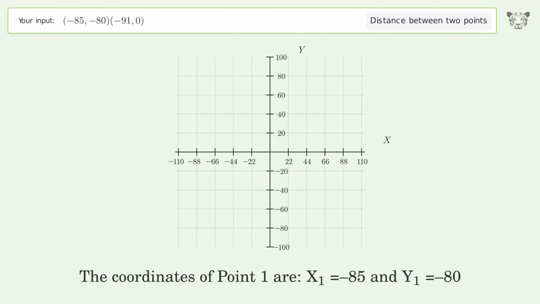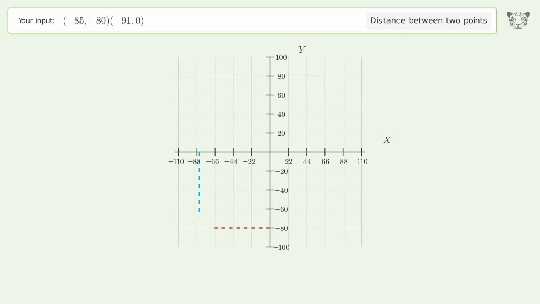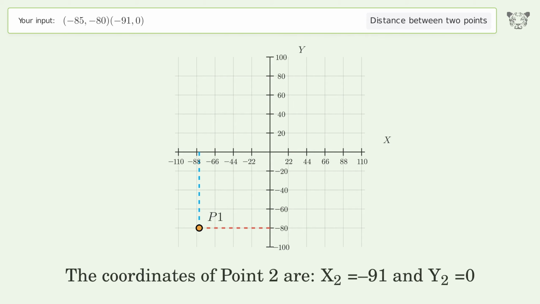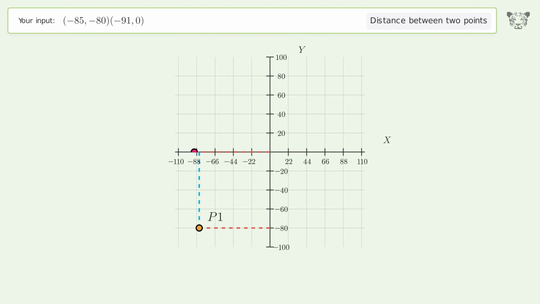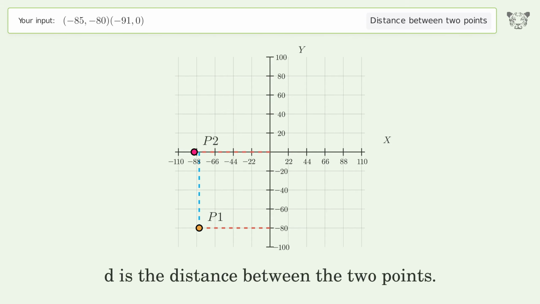The coordinates of point 1 are, x1 equals negative 85 and y1 equals negative 80. The coordinates of point 2 are, x2 equals negative 91 and y2 equals 0. D is the distance between the 2 points.